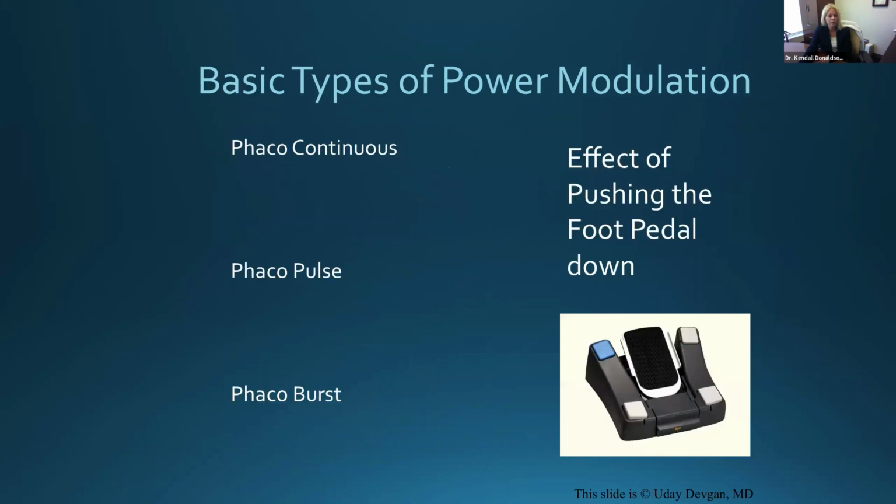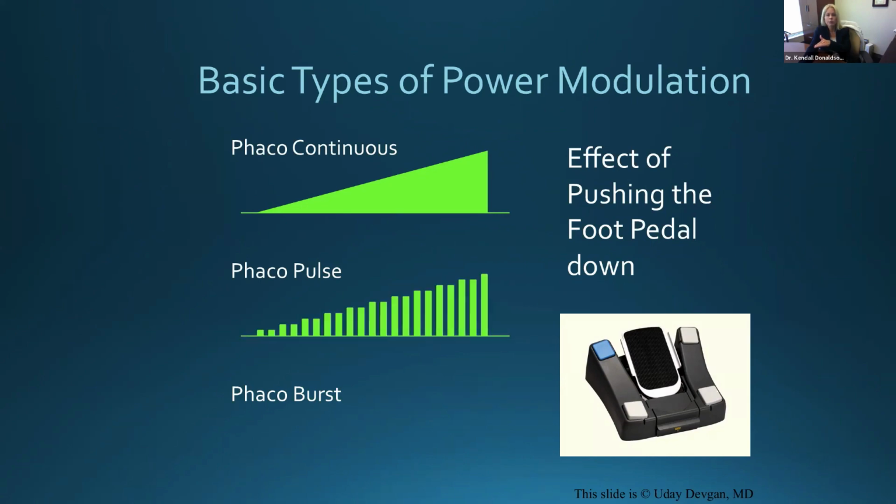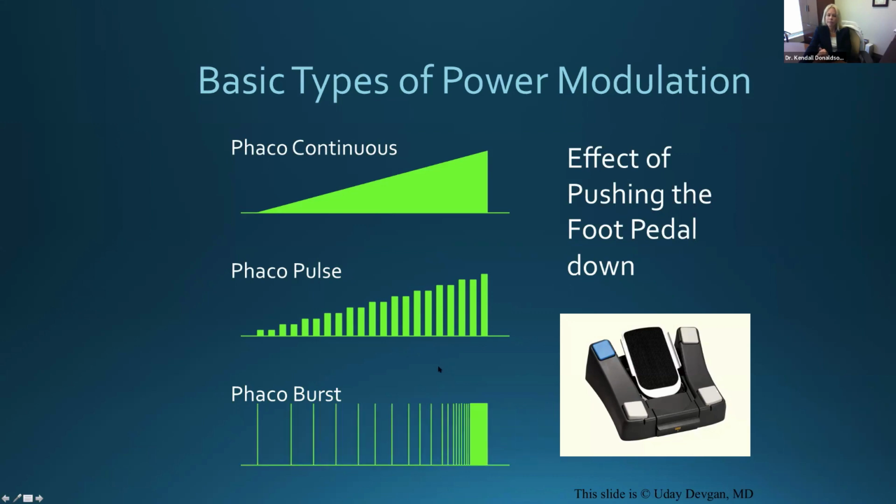So we can see the difference between continuous phacoemulsification. As you press down on the foot pedal, the energy increases. With pulse, you can see these packets of energy being released with breaks between each package. And as you push down on the foot pedal, you get increasing amounts of energy. And then burst is an equal amount of energy released at intervals. Okay, so that's the difference between pulse and burst.